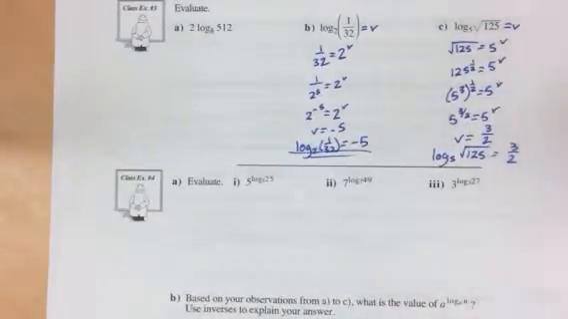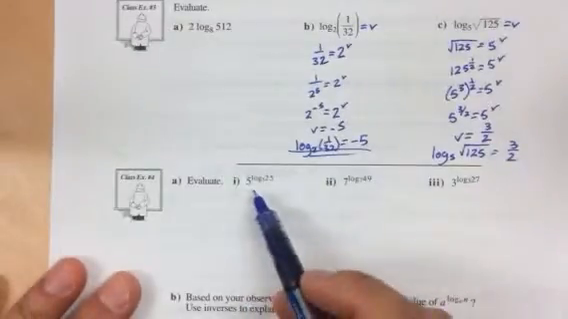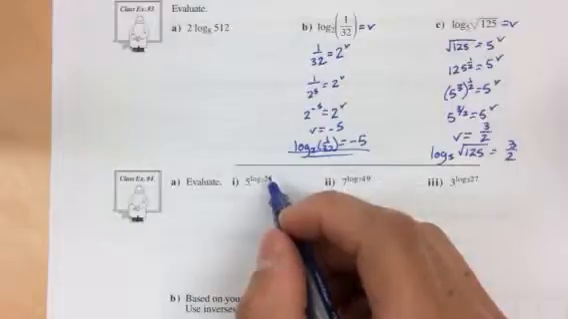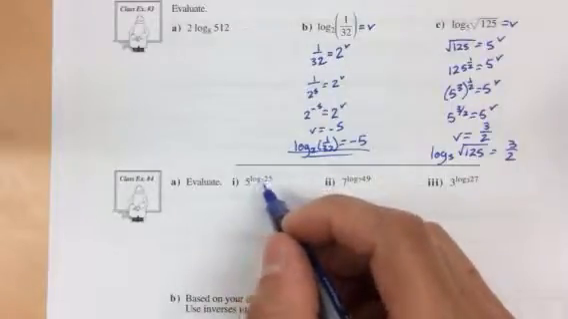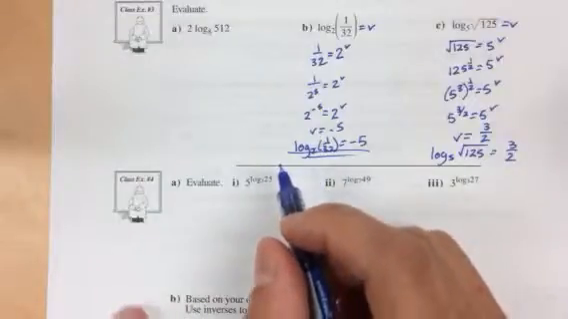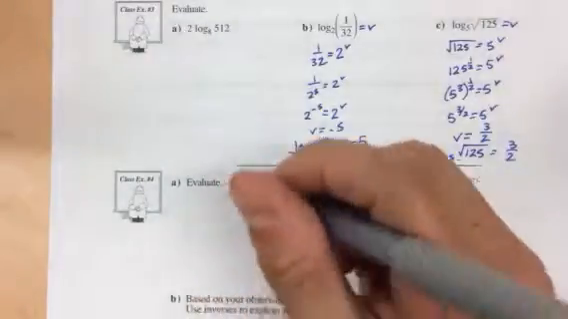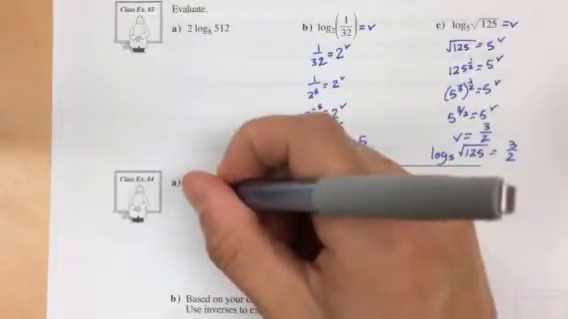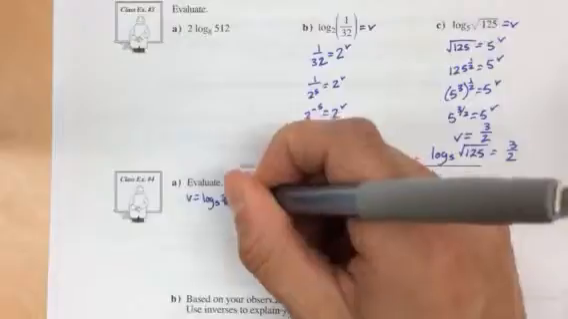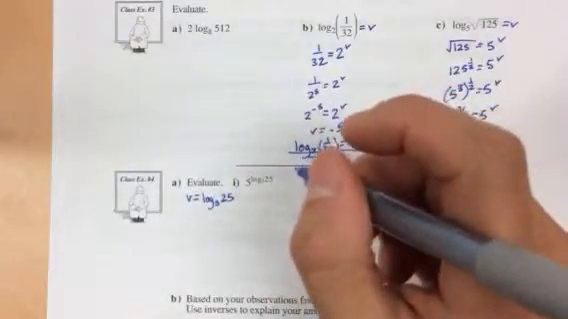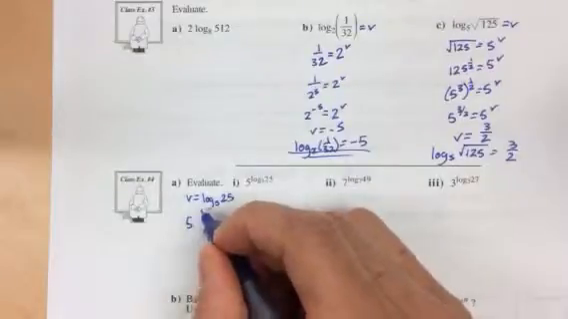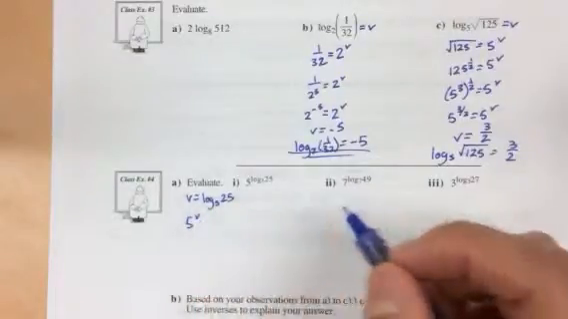Okay, the next thing we want to do is evaluate my equations here. We're going to do the exact same thing that we were doing before, but instead of simply just setting it equal to v, we're going to have to rearrange it a little bit. So in this case, I'm going to say that v is equal to log 5 of 25. And I'm just going to do this for simplicity. And so 5 is now equal to the power of v.